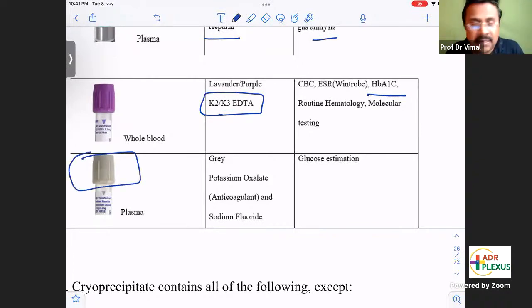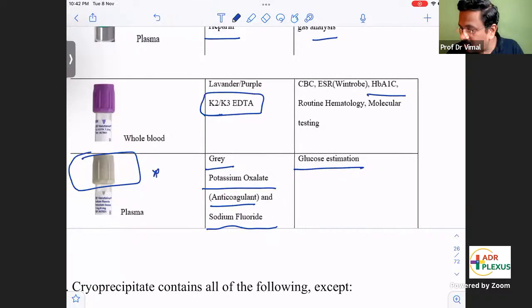Another very important one is the gray topped vacutainer, which contains potassium oxalate as an anticoagulant, and it will contain sodium fluoride. Why is the sodium fluoride additive added? Yes, very good, Arun. It inhibits the enzyme enolase. Enolase enzyme is inhibited, so glycolysis is prevented, so you can measure the exact glucose levels. Very good. So for exact glucose estimation, the sample is collected in a gray topped vacutainer.